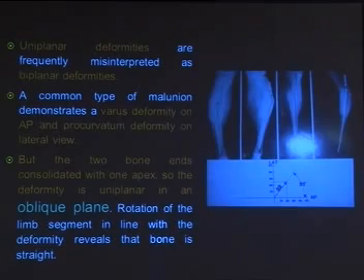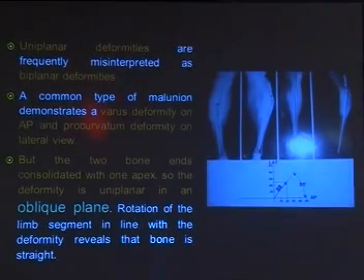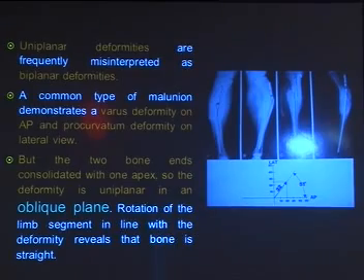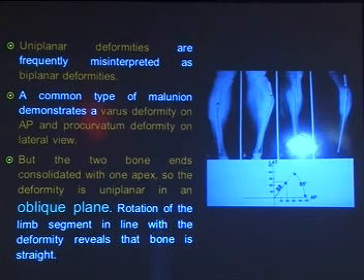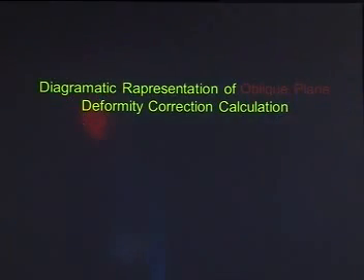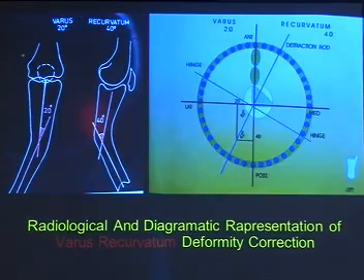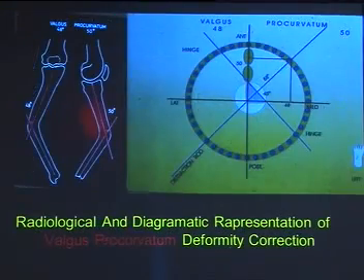Uniplanar deformities are frequent, and misinterpreted as biplanar deformities. A common type of malunion demonstrates a varus deformity on AP and a procurvatum deformity on the lateral view. But the two bone ends consolidated with one apex, so the deformity is uniplanar in an oblique plane. Rotation of the limb segment in line with the deformity reveals that the bone is straight. So these are the different oblique deformities which I am skipping. You have to calculate different oblique deformities, and these are a few x-rays.